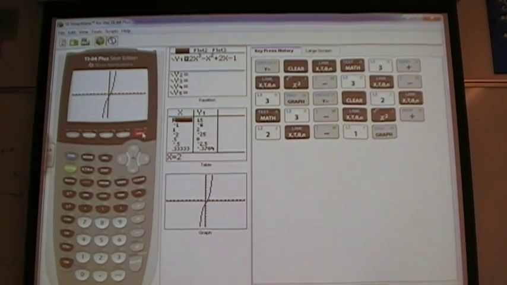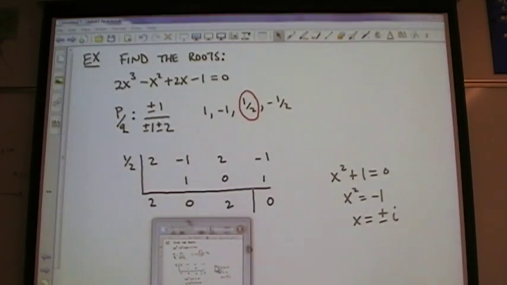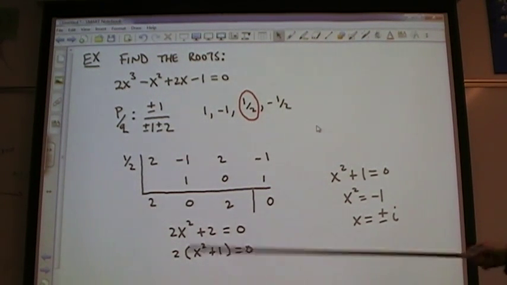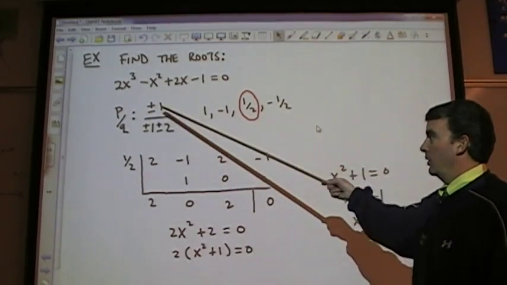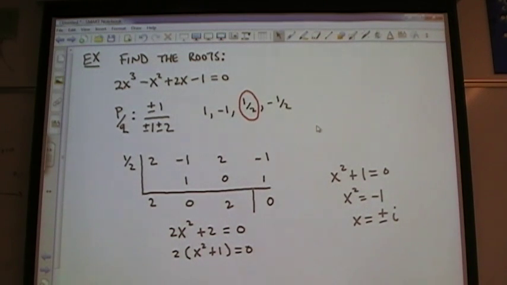And to find those other two, everybody good with this so far? To find the other two, we're going to go backwards to synthetic division. You're going to take your one rational root, which is 1/2. How do you get 1/2 if it's from 1 over 1 plus 2? This is 1 over 1 and 1 over 2. You put every number in the numerator over every number in the denominator.